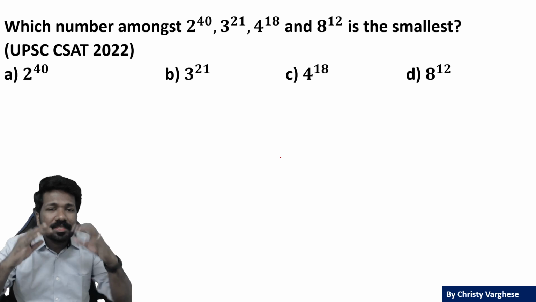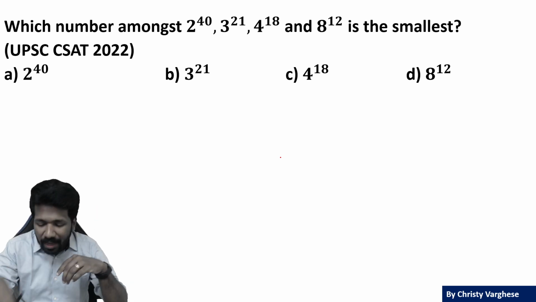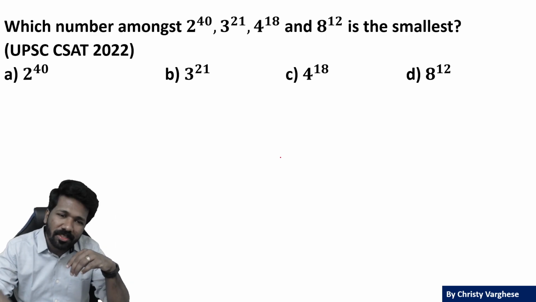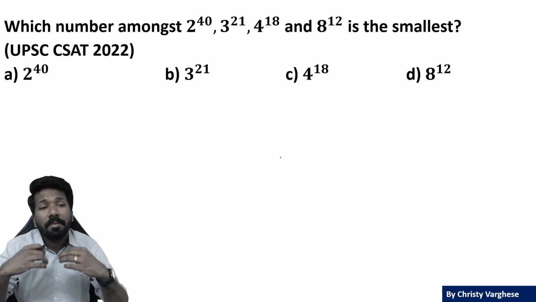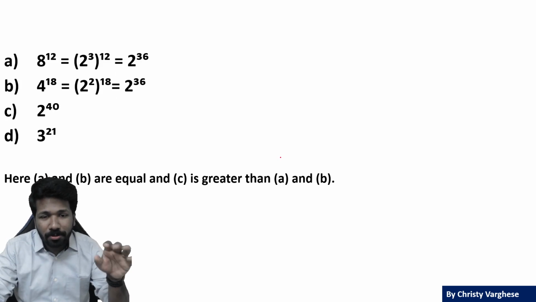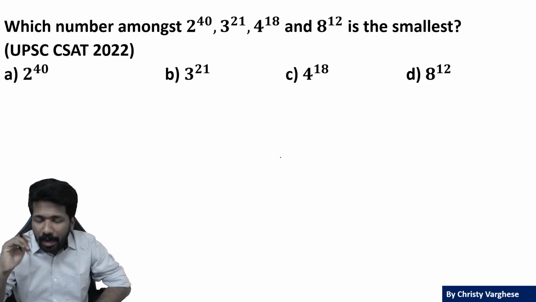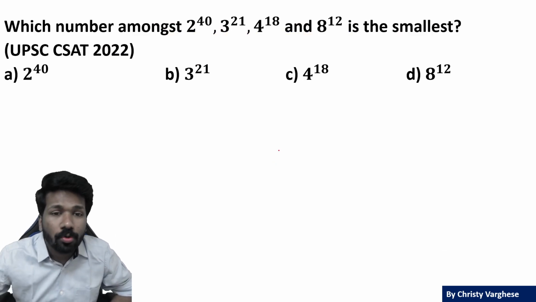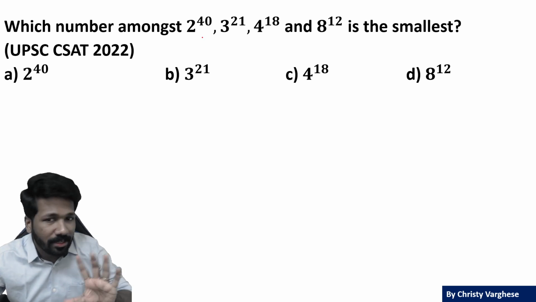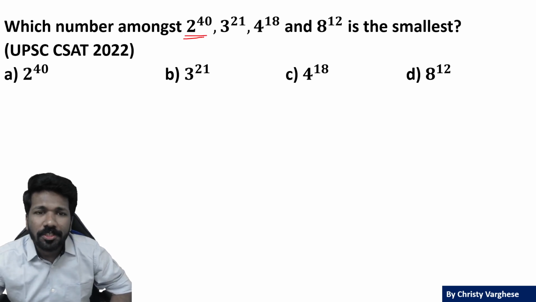But I normally say that you can do without these formulas. For maximum questions, if you do without formulas, that will be better. But definitely you have the option to use formulas also. I will come to that also. How to do this without formulas and how to do this with the rejection approach, that is what I am explaining. 2 raised to 40.